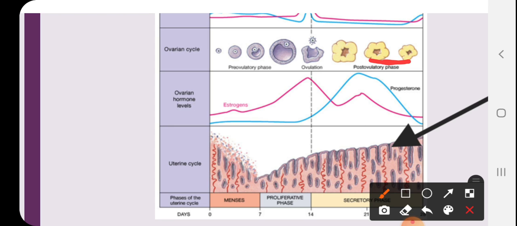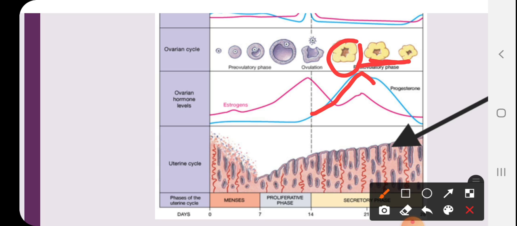After ovulation, the Graafian follicle is transformed into a scar-like tissue called the corpus luteum. The corpus luteum secretes progesterone, that is why the levels have increased. But if there is no fertilization, this corpus luteum degenerates to form the corpus albicans.